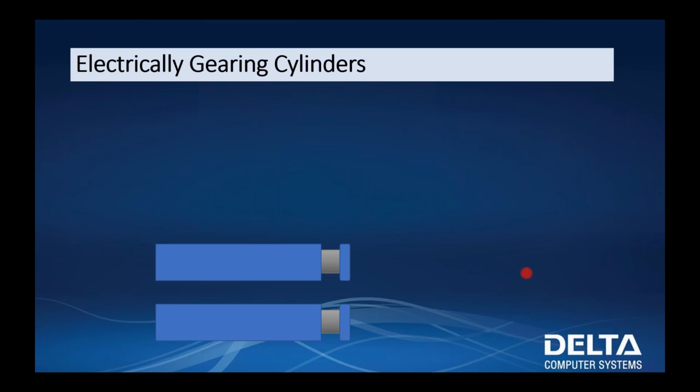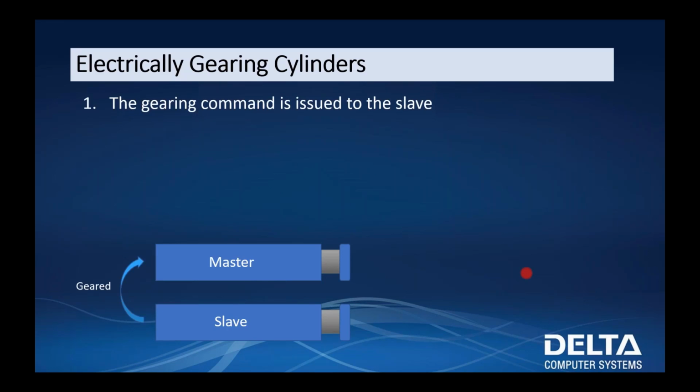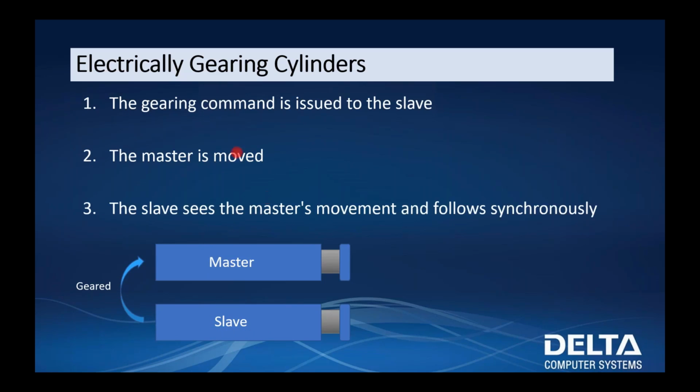Okay, so electronically gearing cylinders. What does this actually look like on a physical cylinder? Well, the first step is issuing the gearing command to the slave. So this slave is going to be getting a command, and it's going to be geared to the master. Next, you move the master, and after this master moves, the slave sees the master's movement and follows synchronously.